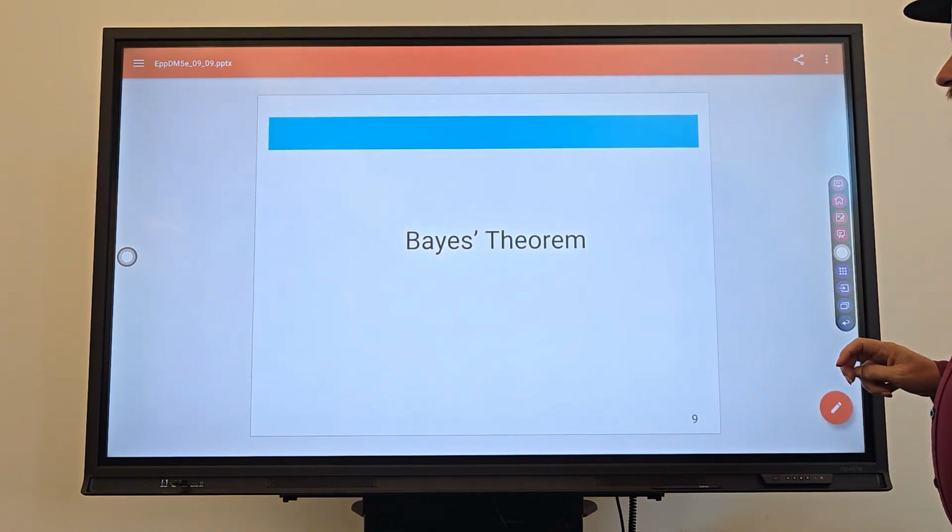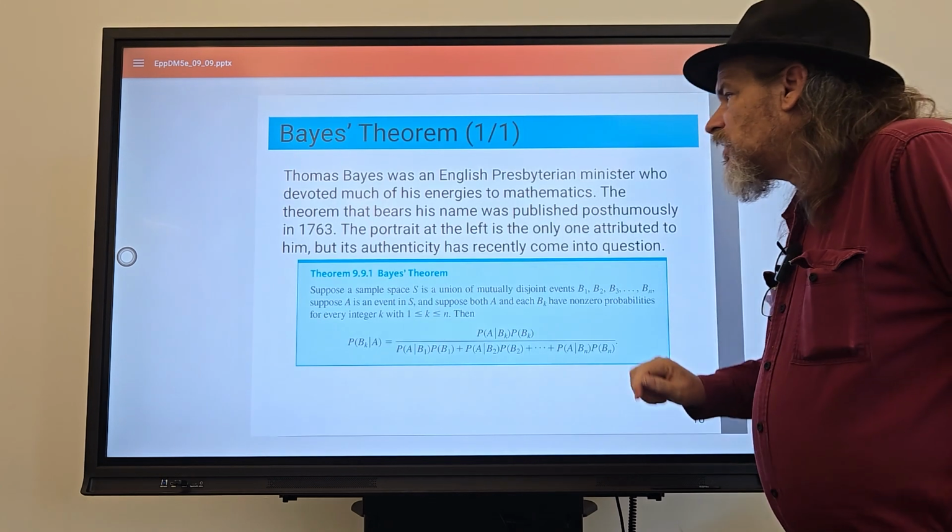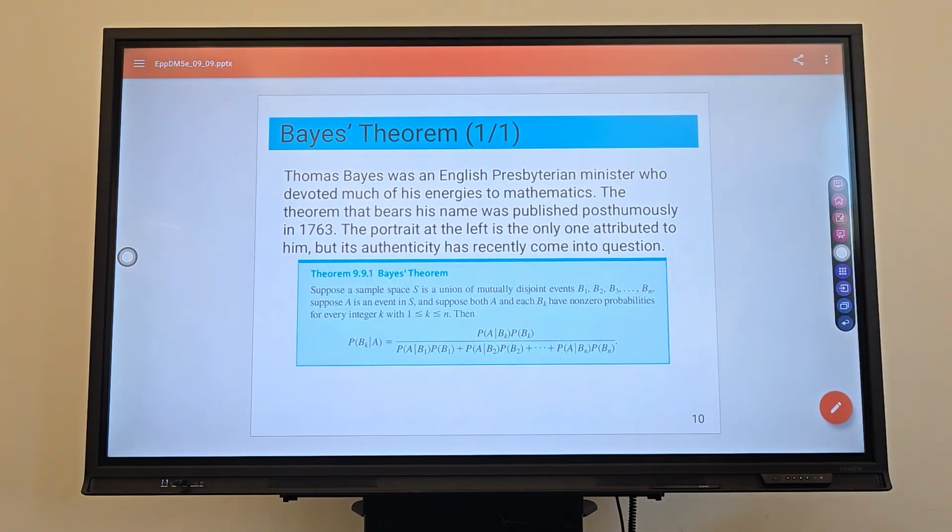Now we get into Bayes' theorem. Thomas Bayes was an English Presbyterian minister who devoted most of his energies to mathematics. The theorem that bears his name was published posthumously in 1763.